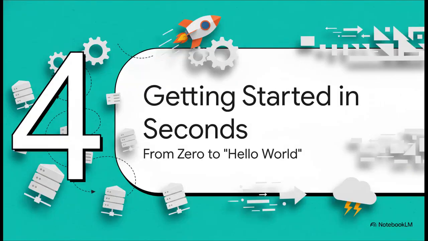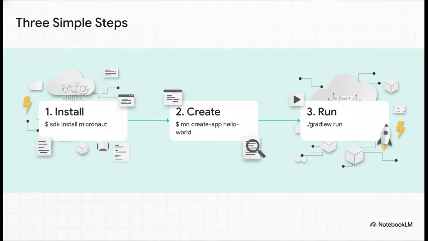All right, so the theory is cool and all, but what about actually writing some code? How fast can you really go from absolutely nothing to a running application? Well, with Micronaut, the answer is, seriously, seconds. It's honestly this simple. You use the Micronaut command line interface, the CLI, and you can spin up a new, fully configured project with just one command. It does all the tedious setup for you. You just install, create, and run. The whole point is to get you to the fun part. Writing your actual code as quickly as humanly possible.